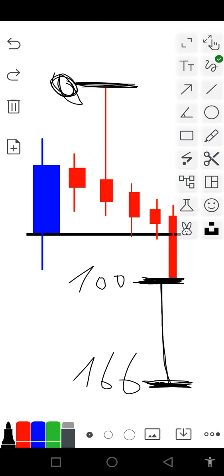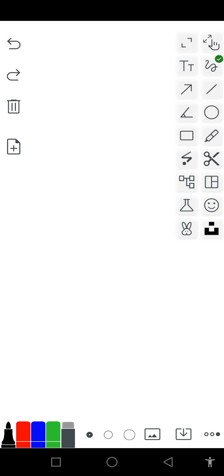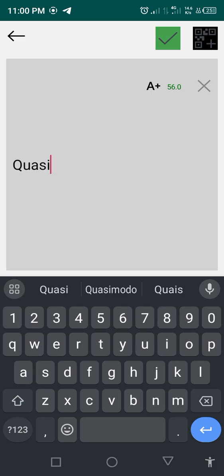Okay, so let's continue to Quasimodo. We have done dominant breaks. So what we are going to do is Quasimodo. So today we will be doing Quasimodo. So what is a Quasimodo? So let me spell it out.